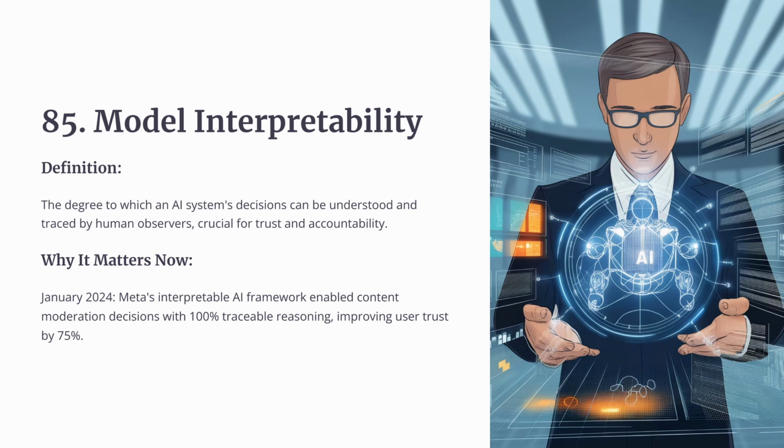Model interpretability is the degree to which an AI system's decisions can be understood and traced by human observers, crucial for trust and accountability. Imagine having a detective who can show you every clue and explain every step in solving a case. Meta's breakthrough in content moderation means they can now trace exactly why any post was removed or flagged. It's like having a completely transparent decision-making process where nothing is hidden.